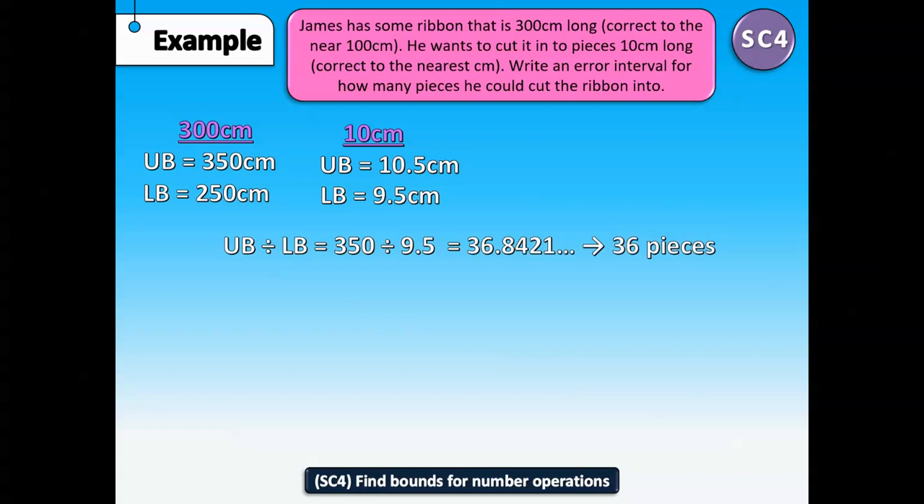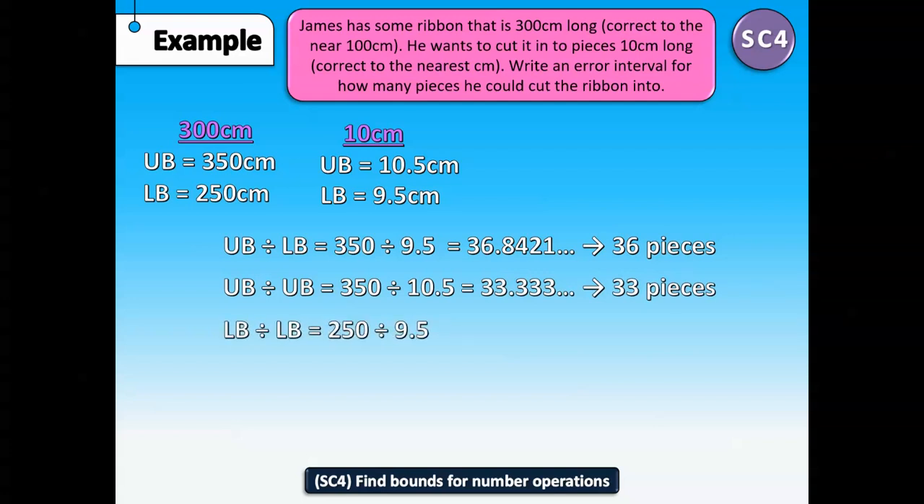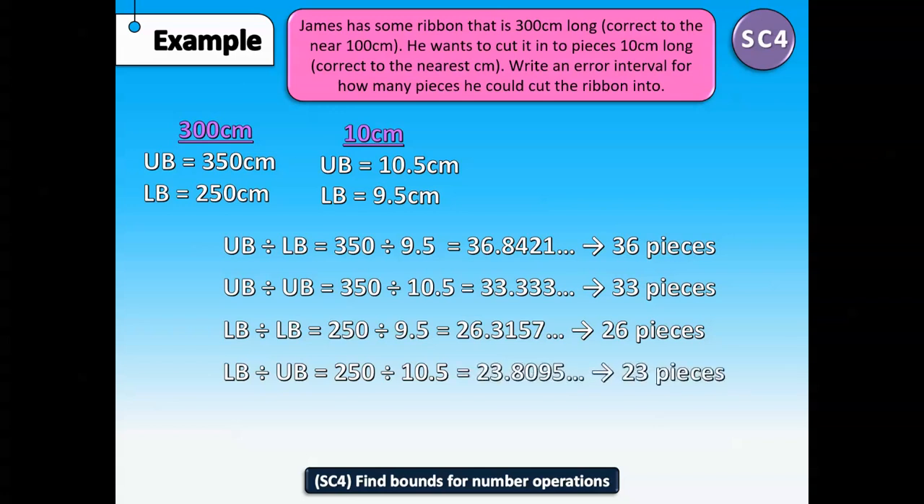that would be 36 pieces. The upper bound divided by the upper bound would be 33 pieces. The lower bound divided by the lower bound would be 26 pieces. And the lower bound divided by the upper bound would be 23 pieces.